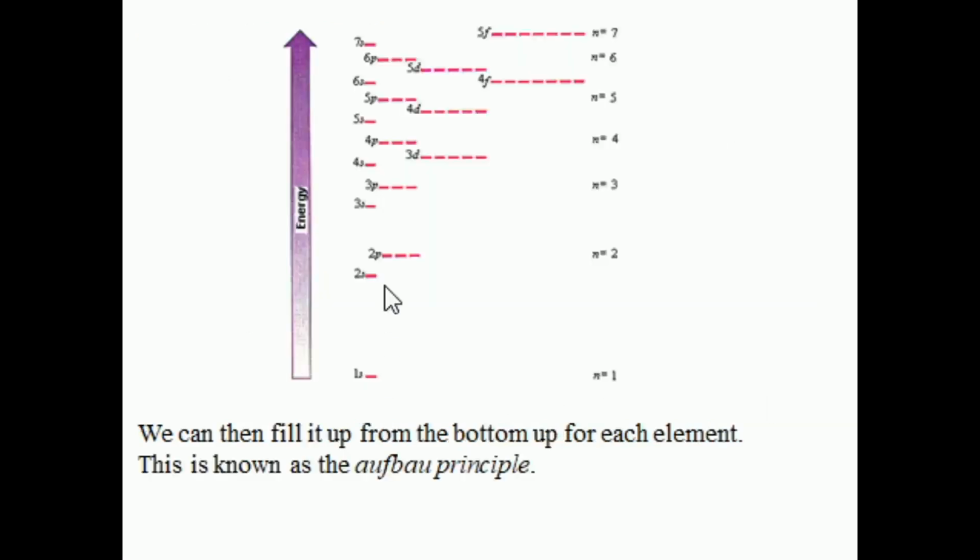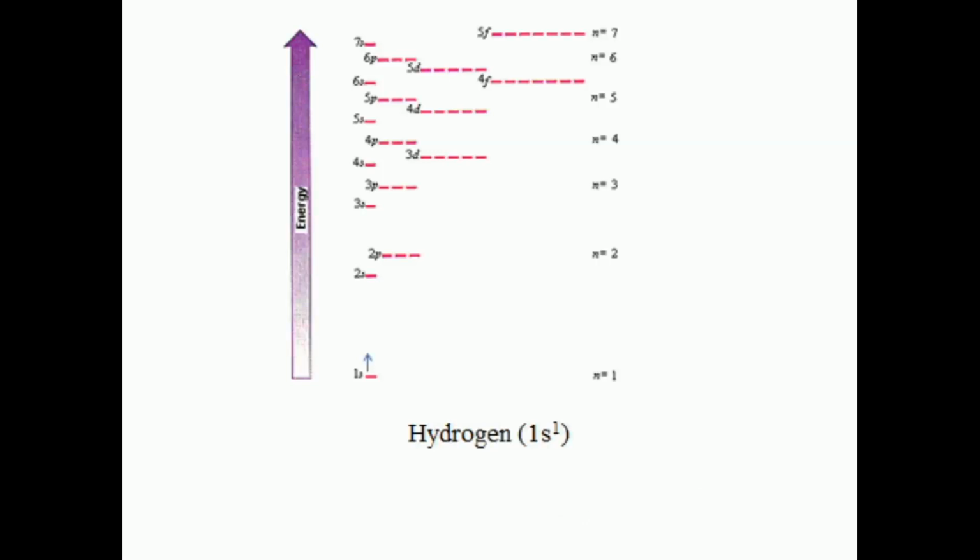Basically, this is what the orbital energy diagram looks like for the atomic orbitals, and we can fill them up from the bottom for each element. Starting at the bottom and working up is called the Aufbau Principle. So we're now going to fill up this orbital energy diagram with some of the atoms that we've talked about before. So hydrogen, which has one electron in the 1s, puts it down in the bottom.